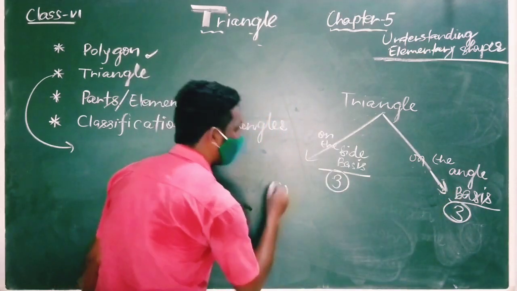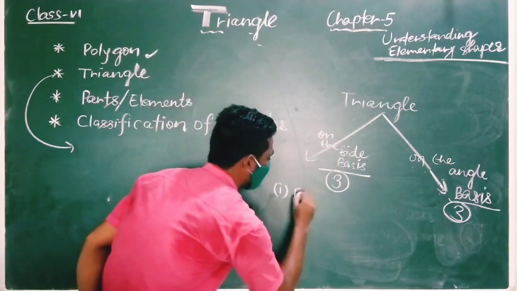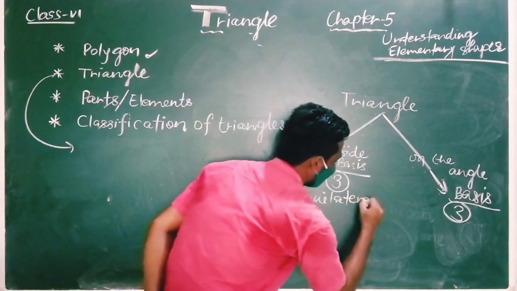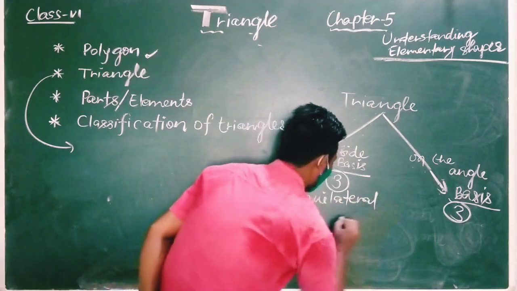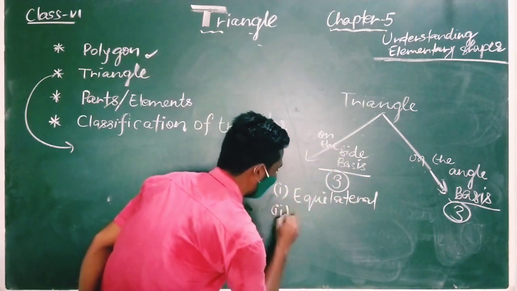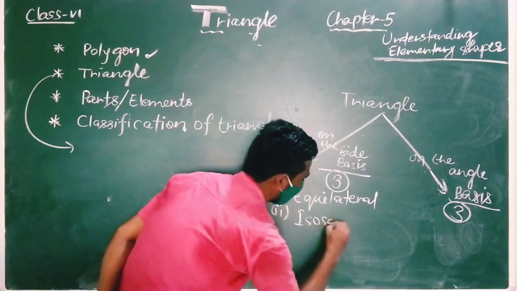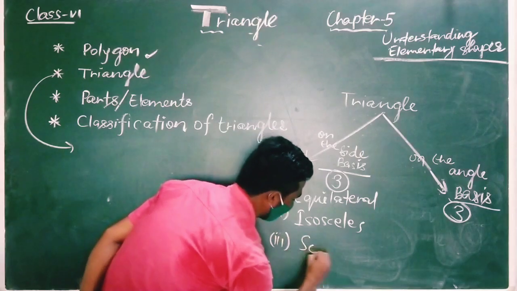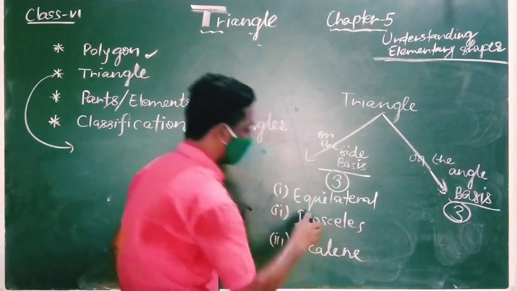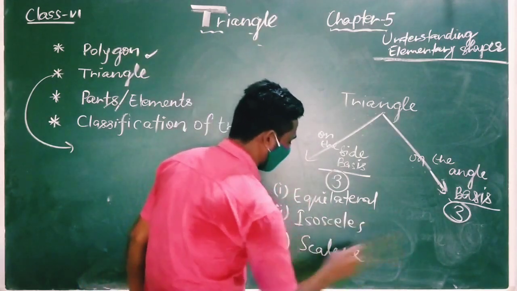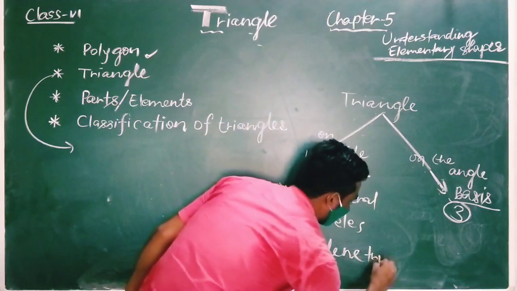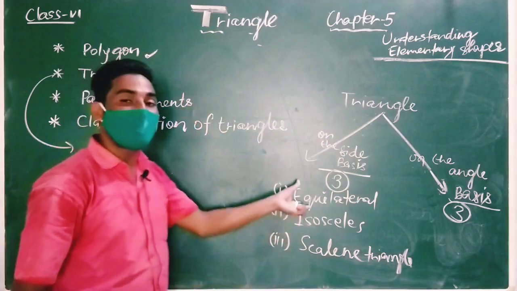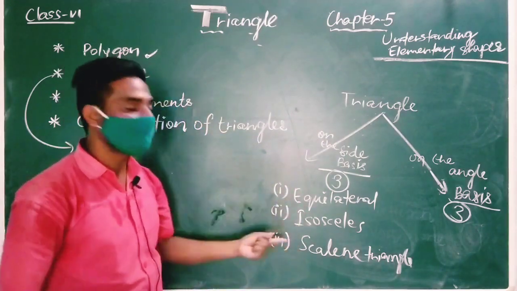Let me write. On the side basis, the first name is equilateral triangle. Thereafter the second one is isosceles, and the third one is scalene triangle. So you have to say: equilateral triangle, isosceles triangle and scalene triangle. These are the three types of triangle on the basis of sides.